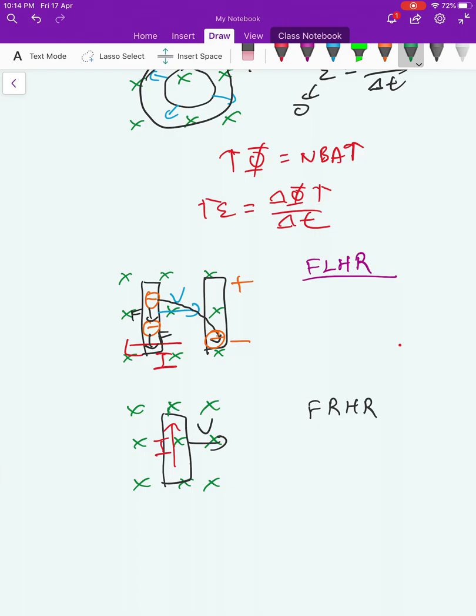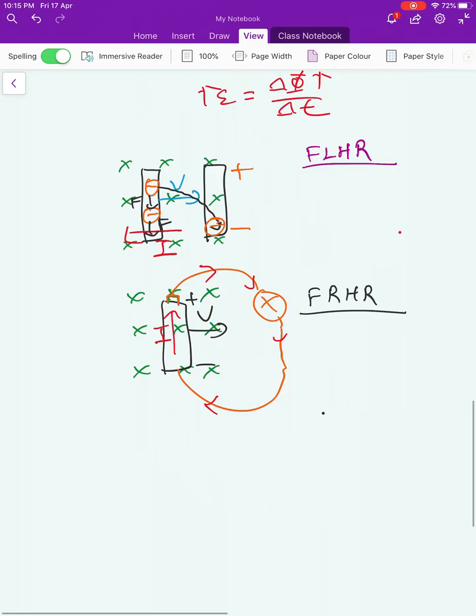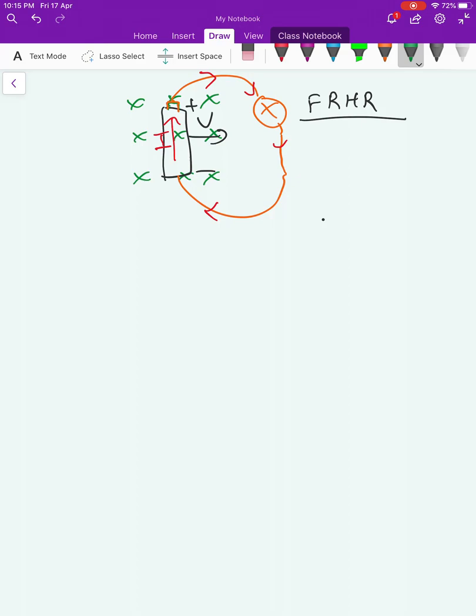Remember last week I told you, you should treat this conducting rod as the internal of a battery. Then you connect the circuit, and the current will flow out. So this is the positive side, this is the negative side. This is Fleming right hand rule. Remember to treat this as the internal of a battery.